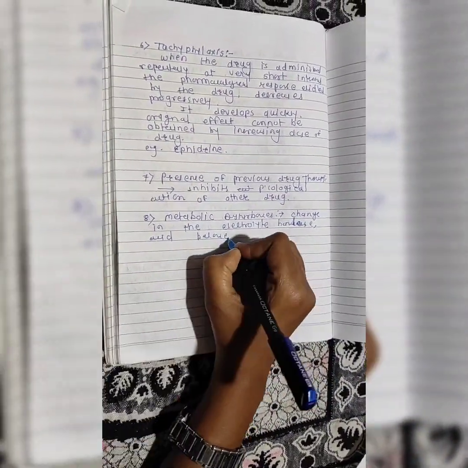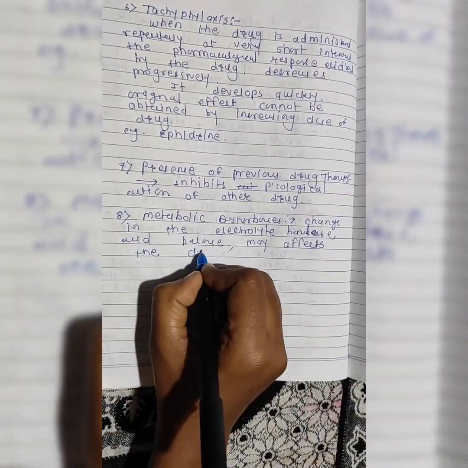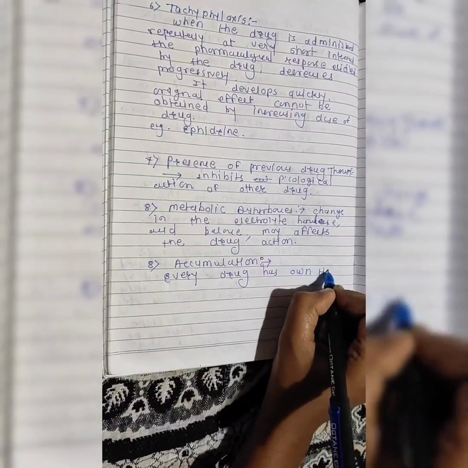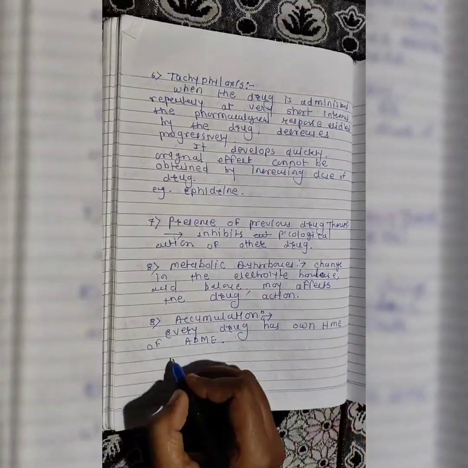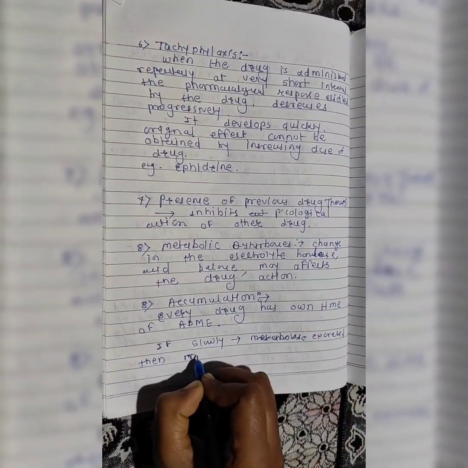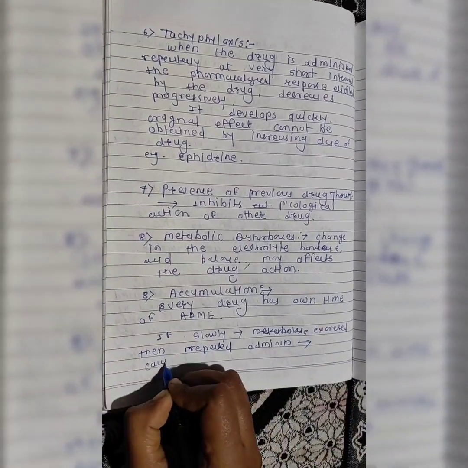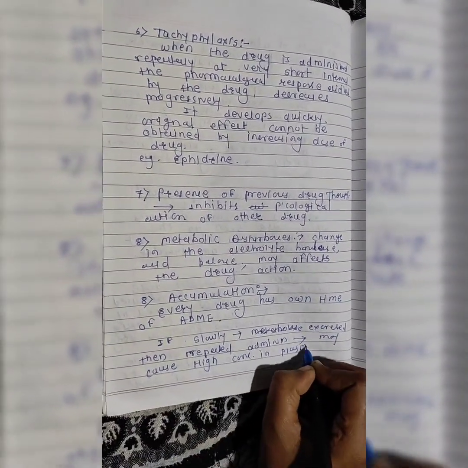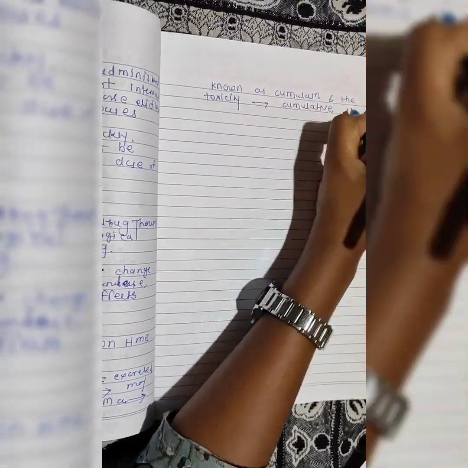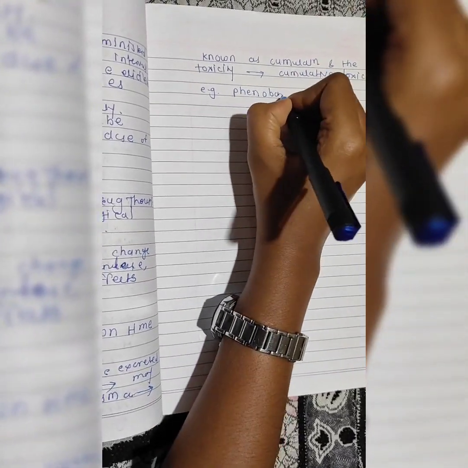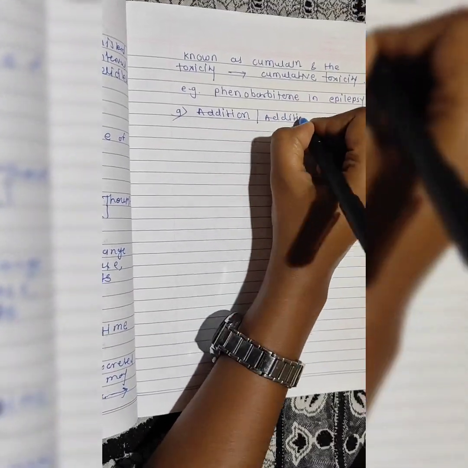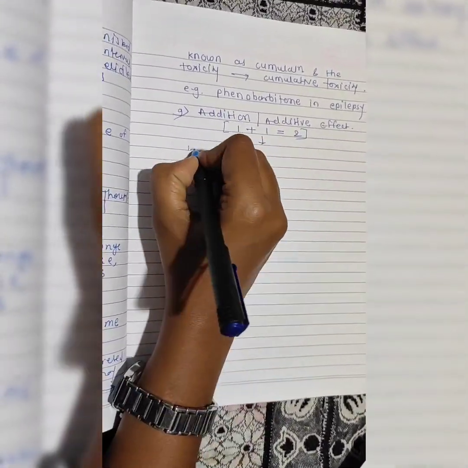Presence of previous drug therapy. In the presence of previous drug therapy, it inhibits the pharmacological action of the other drug. Metabolic disturbances. A change in the metabolic activity, like electrolyte balance and acid balance, may affect the drug action. Accumulation. Every drug has its own time of absorption, distribution, metabolism and excretion. If it is slowly excreted, then repeated administration of that specific drug may cause a high concentration in the plasma, known as accumulation, and the toxicity is known as cumulative toxicity.